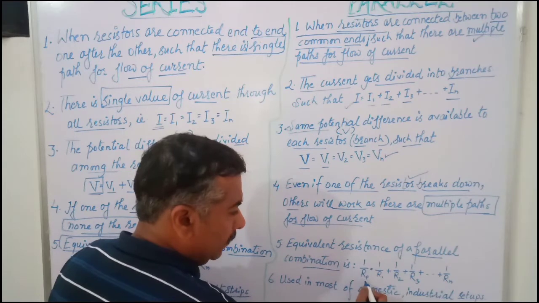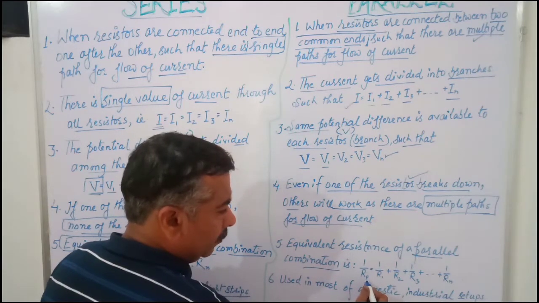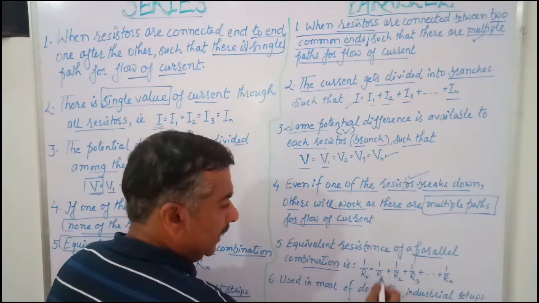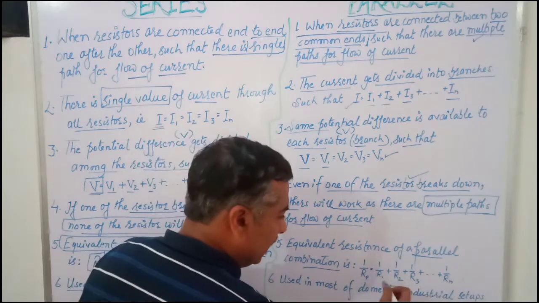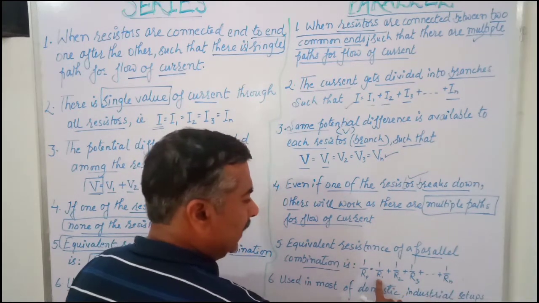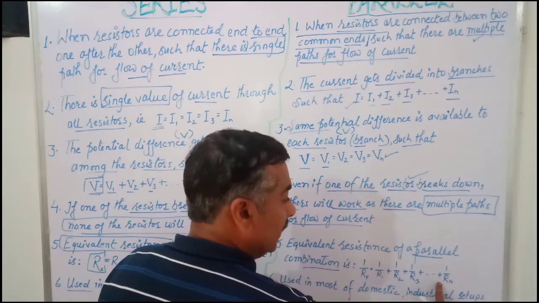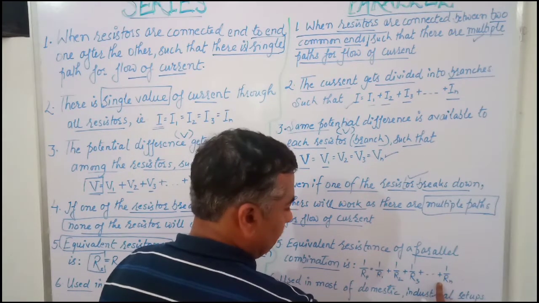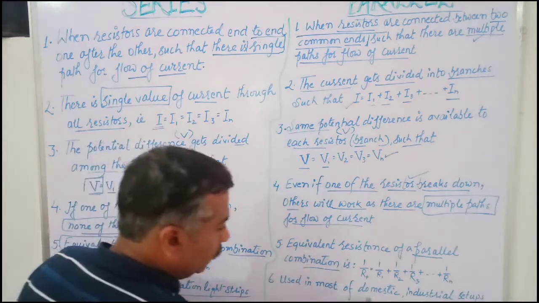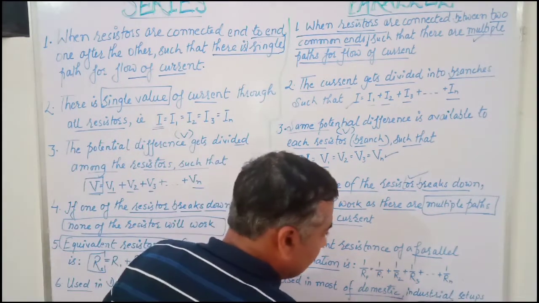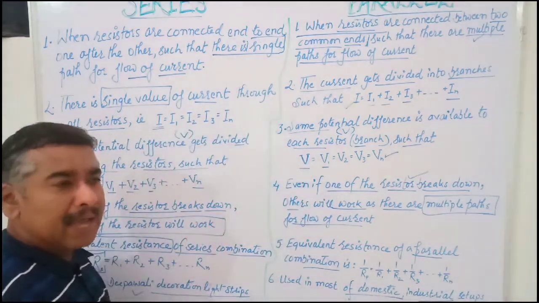Now in case of parallel combination, the inverse of the equivalent resistance of a parallel combination of resistors is equal to the sum of the reciprocals of the resistances of the individual resistors included in the combination, right?